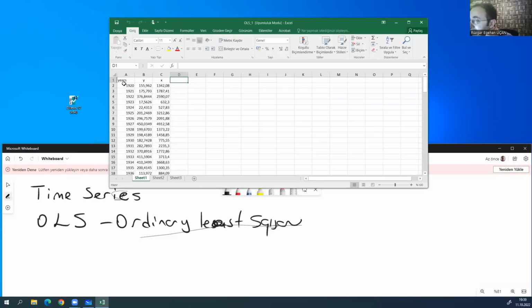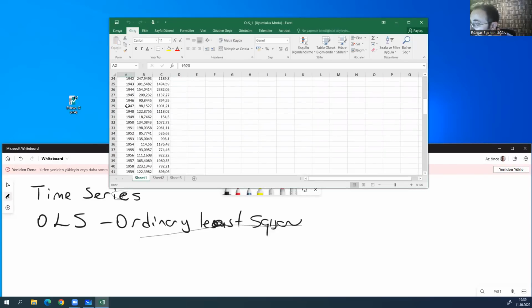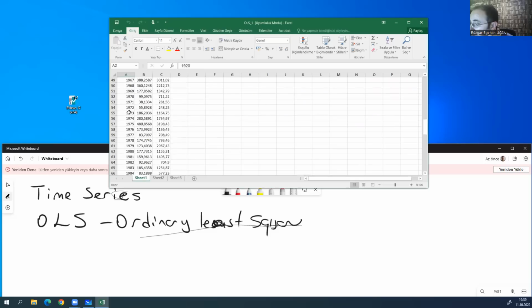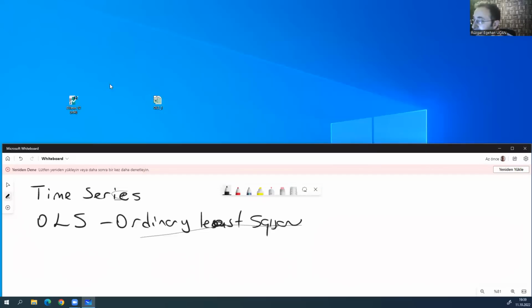You see that our period is starting from 1920 and up to 2019, and at the starting point, we have y dependent variable and x independent variable. So how can we open this Excel file in EViews?